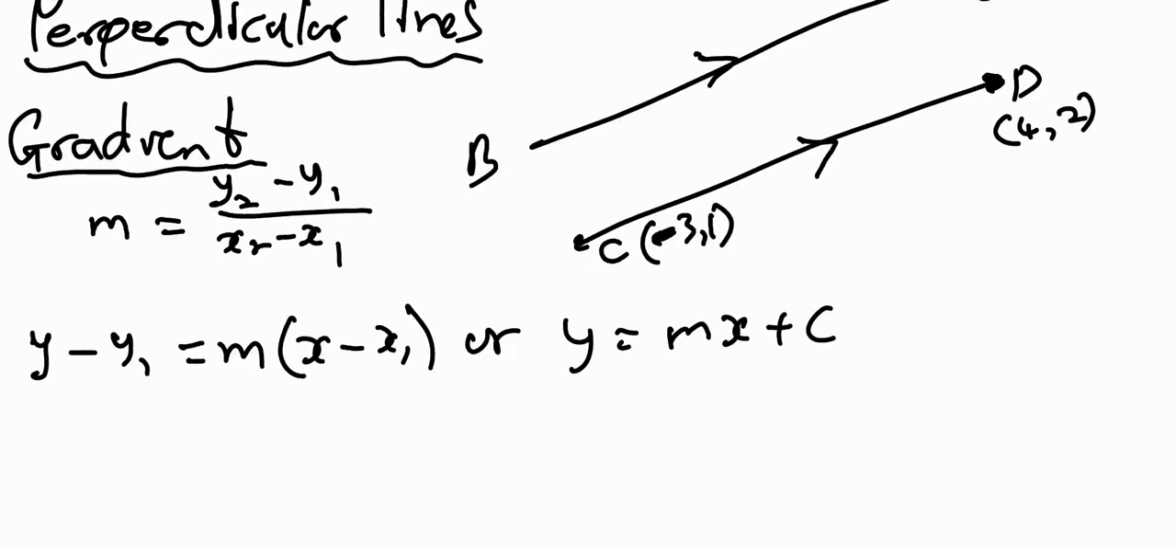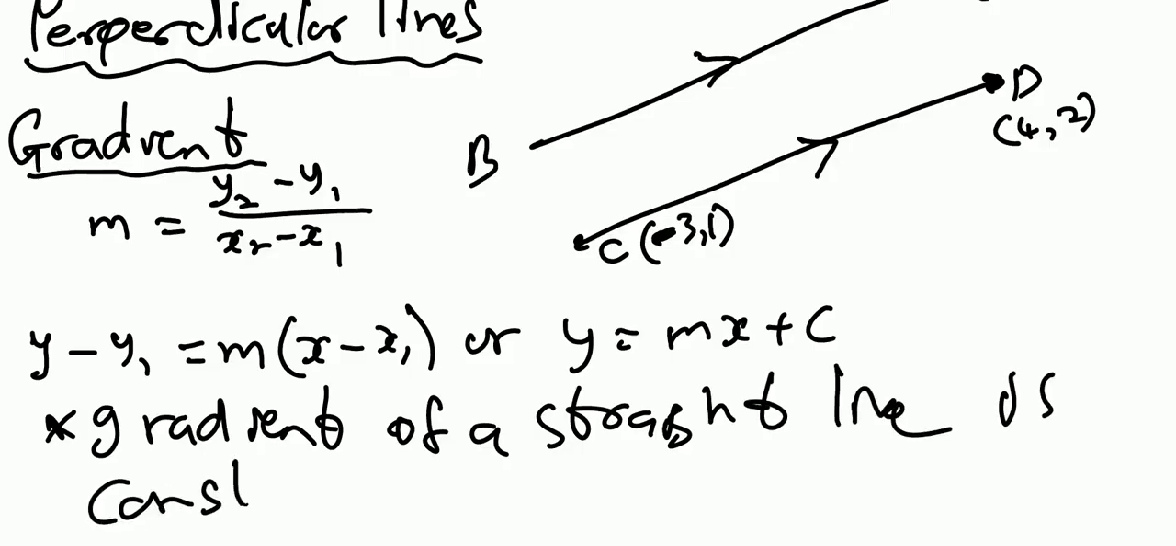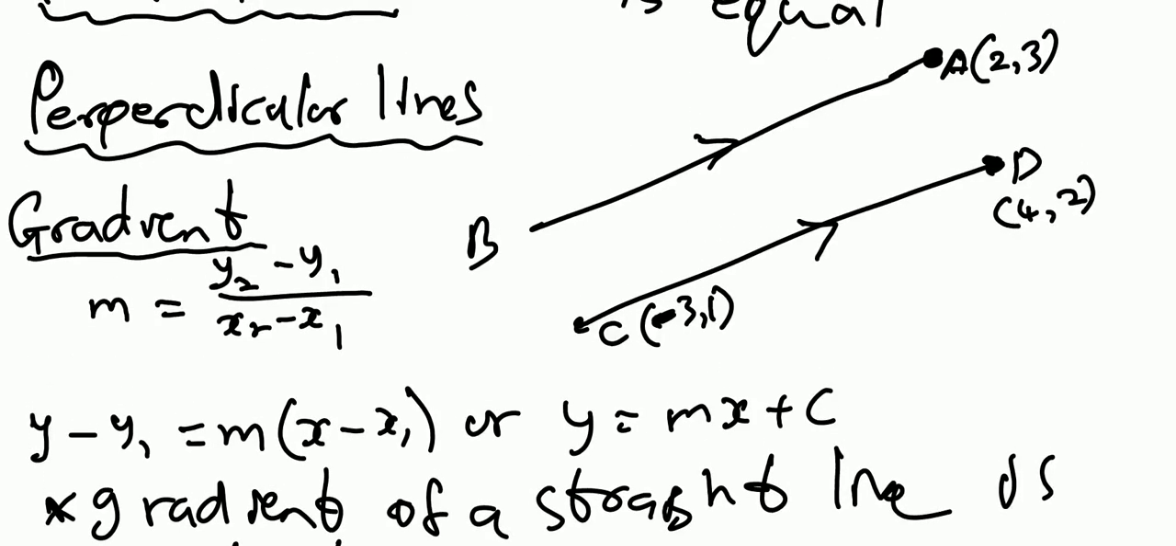And one other thing, you can just write this. Gradient of a straight line is constant. Before we go far, gradient of a straight line is constant. That means even if we had E here, the gradient of AB is going to be the same as the gradient of AE or BE. It's the same because it's the same straight line. So the gradient of a straight line is constant. That's what it means.